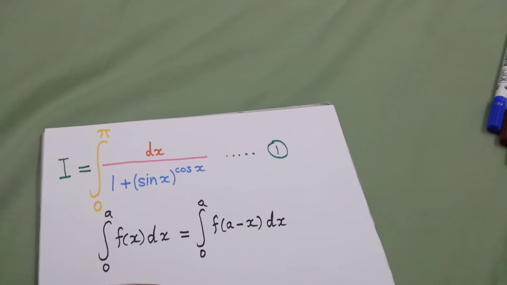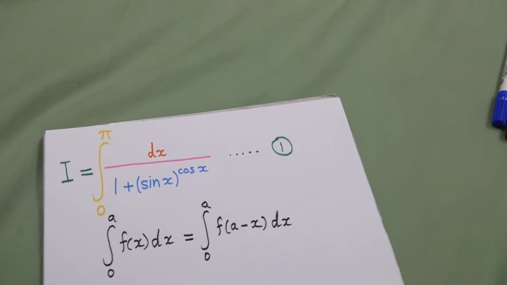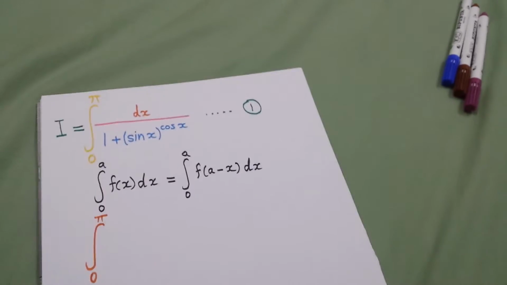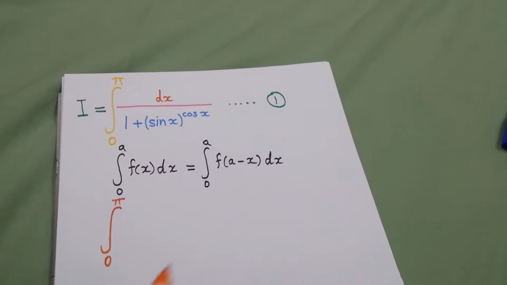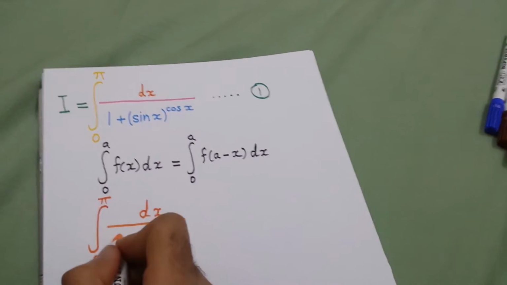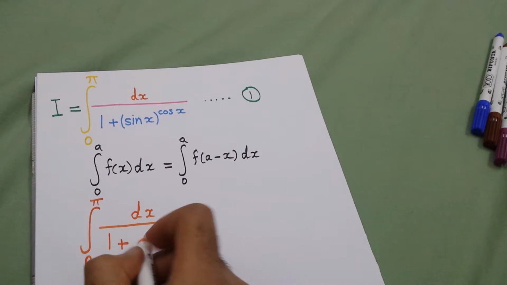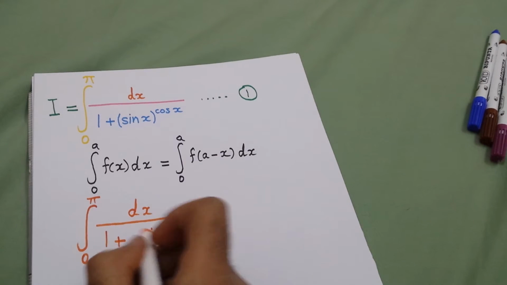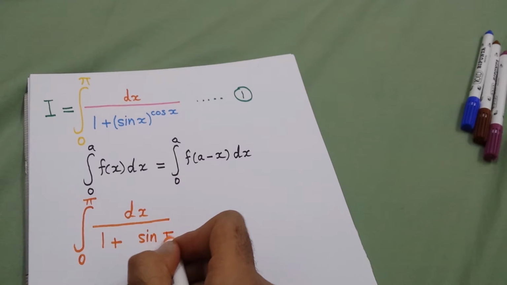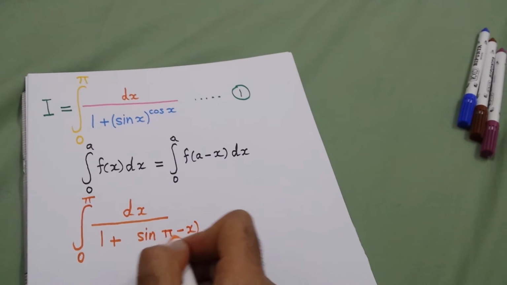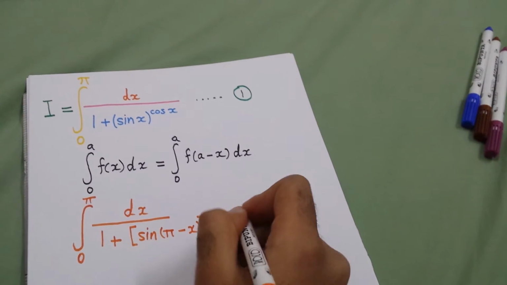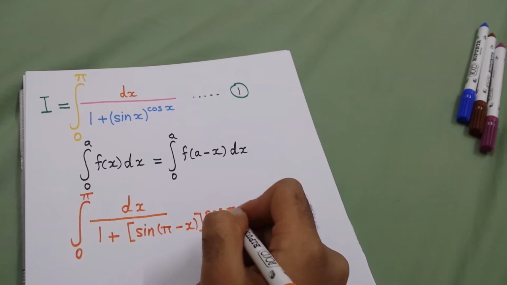So our integral will be from 0 to pi, same limits, from 0 to pi, dx over 1 plus sine, instead of x we will put pi minus x, pi minus x, all to power cosine pi minus x.